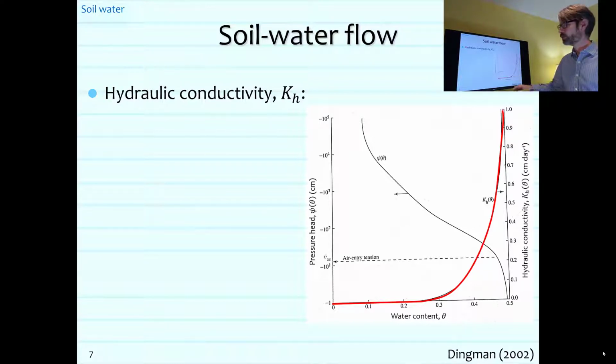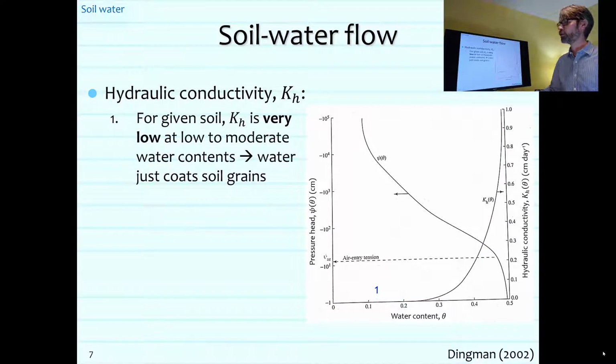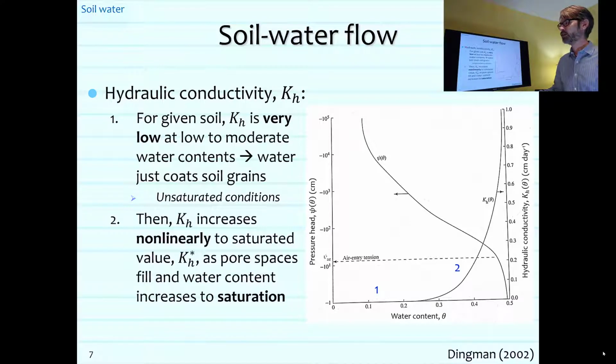Again, there are some important points on this graph. So the first is, for a given soil, KH is very low, you can see here, very low, at low to moderate water contents, and this is because the water just begins to coat the soil grains. It doesn't actually flow through the soil, it coats the grains. These are for unsaturated conditions. Then KH increases non-linearly to a saturated value, KH star, as the pore spaces fill and the water content increases to saturation, which again is here.